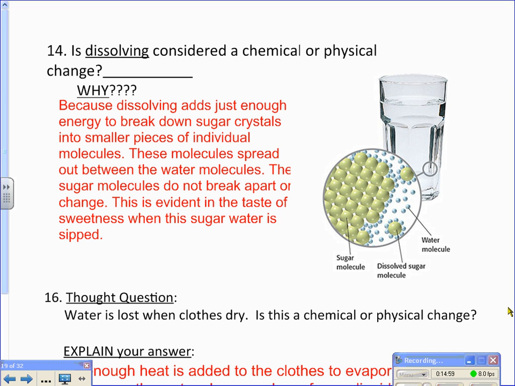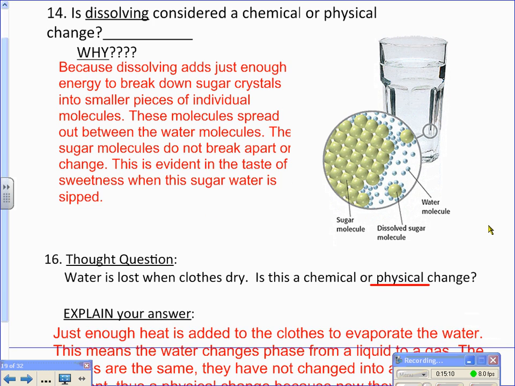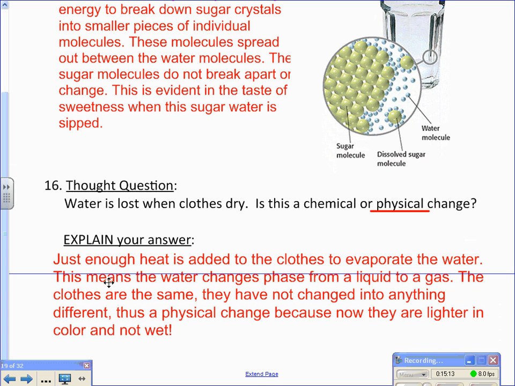16. If water is lost when clothes dry, is this a chemical or a physical change? Well, this is also a physical change. Why? Because just enough heat is added to the clothes to evaporate the water. This means the water changes phase from a liquid to a gas. The clothes are still the same. They have not changed into anything different. The blue jeans are still blue jeans. They're just no longer wet with that water that was in between the fibers. So this is a physical change because now they are lighter in color and not wet.